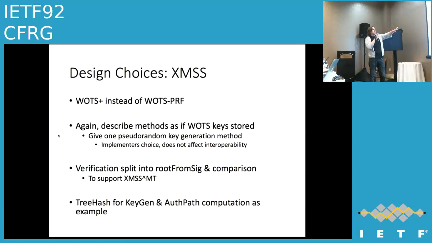So the first point I already explained. So this WOTS PRF is this third variant. Then we describe the methods in terms of all the one-time signature key pairs stored. We give an example of a pseudorandom key generation method, but as for Winternitz, this doesn't affect interoperability, so we leave it also to the implementer to perhaps use a different method.